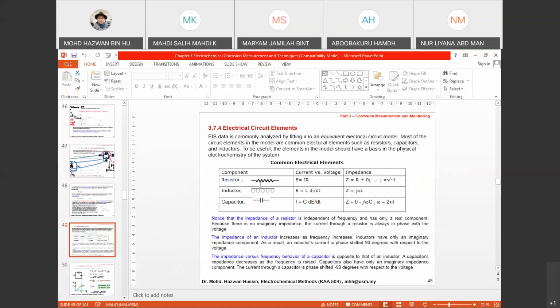Right. So I guess today we are going to continue the electrical circuit elements.